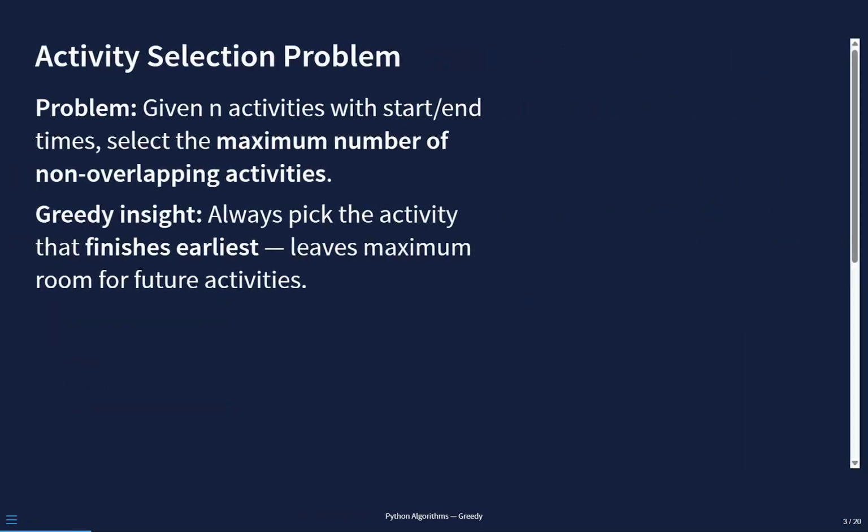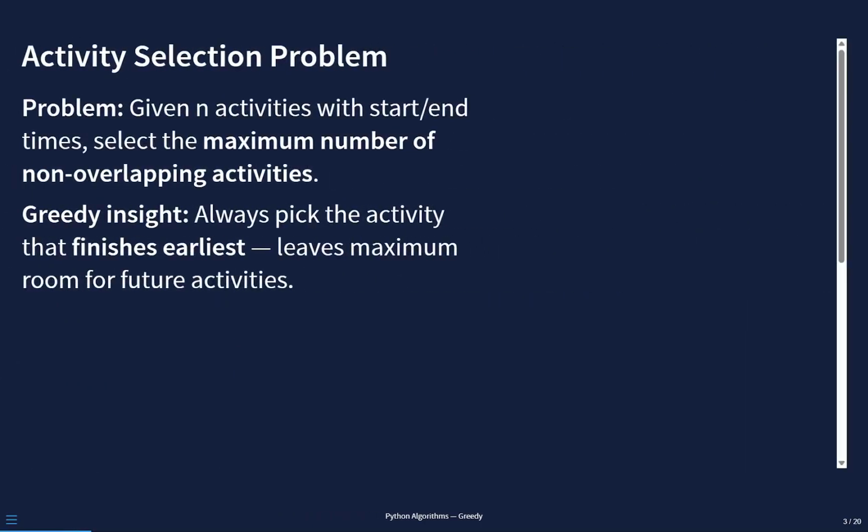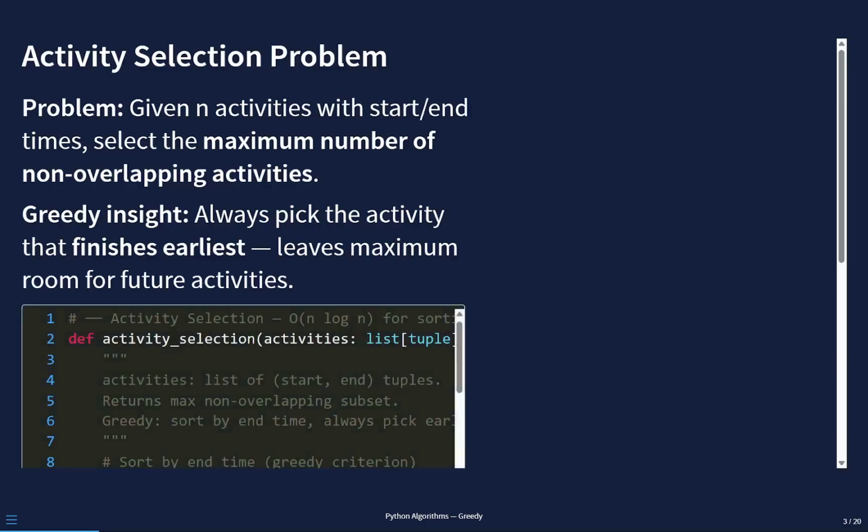Next, the activity selection problem is the foundational greedy algorithm. Given n activities each with a start time and end time, find the maximum number of non-overlapping activities you can schedule. The greedy insight is elegant and non-obvious.